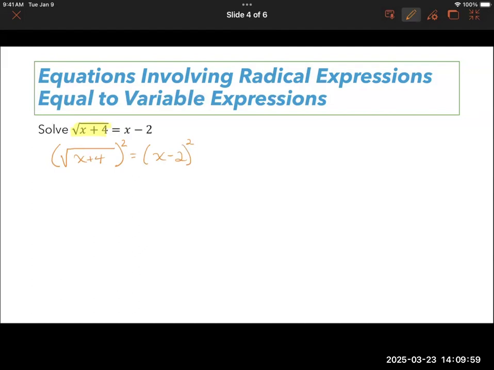And so when we simplify that, on the left side, the square root and the square cancel out so that we get x plus 4. On the right side, we need to make sure that we are squaring the binomial properly. This is not just x squared minus 4. If you need to, off to the side, you're taking x minus 2 times x minus 2 and FOIL it, but we should be getting x squared minus 4x plus 4 on the right side.